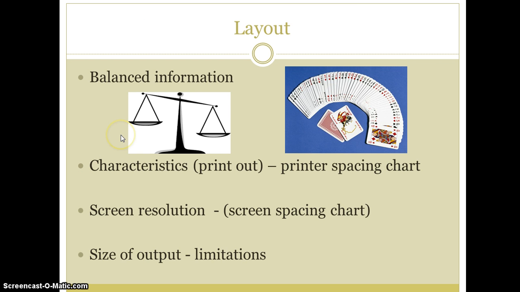So the next guideline is layout, and this means that you need balanced information, meaning you don't want too much information crammed into one small space. You want everything evenly set up, which looks better and is more efficient. Some information may be printed in landscape or portrait orientations, but changes between these should not be frequent. Printed output can be designed using a printer spacing chart, which is very helpful when you want a hard copy.